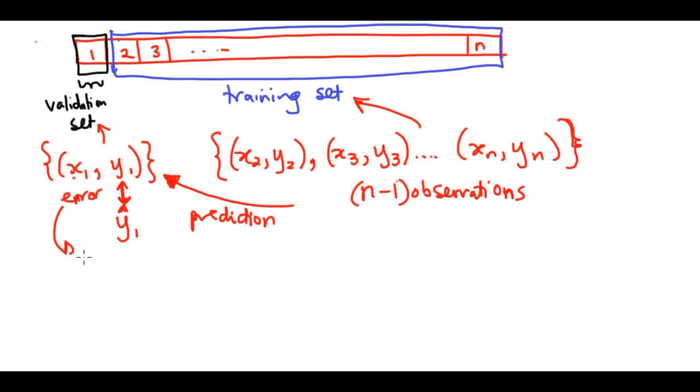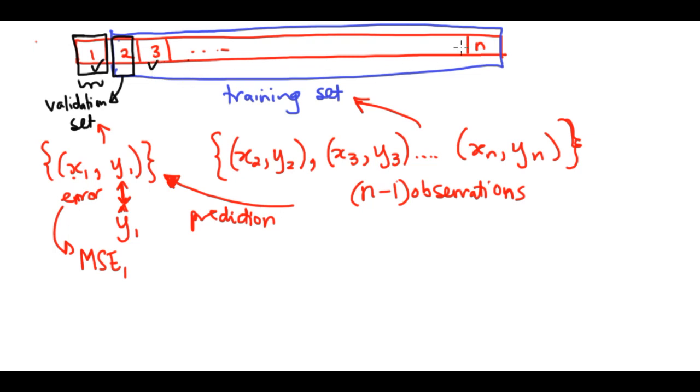Let's use regression as an example. We are going to call that our MSE1, the MSE error for the first observation. We do not stop there. We take observation number 2 and put that in the validation set, and now the training set is composed of points 1, 3, 4, all the way up to n.